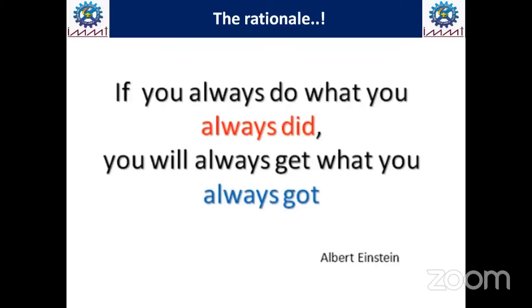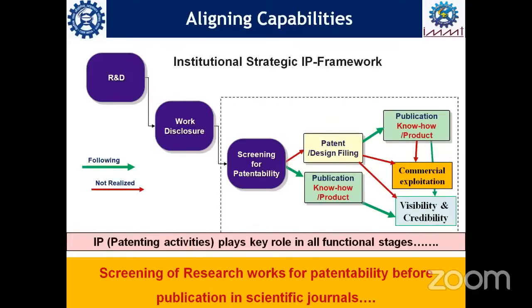So we need to come out of these regular practices. Of course, regular practices are very much required. But in addition to this, we also need to think something new, something different. Once you start doing something different, then there is a great scope. Here we propose a strategy which we refer to as aligning capabilities.